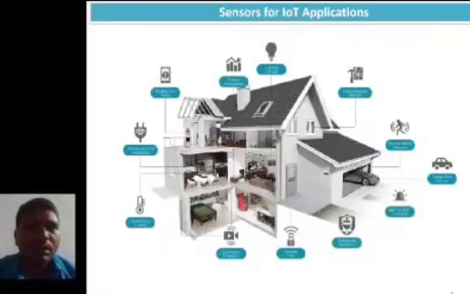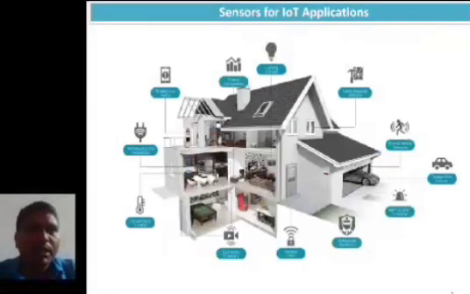Here, there is a small device behind all these smart systems. The answer is sensor. The small device is called sensor. So in this video we are going to discuss what sensors are and how they play a key role in IoT systems.